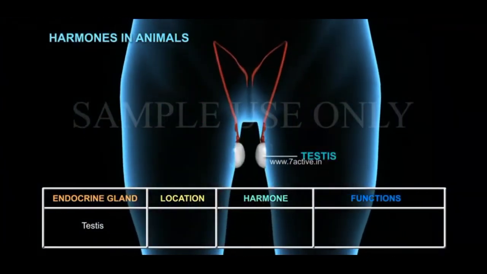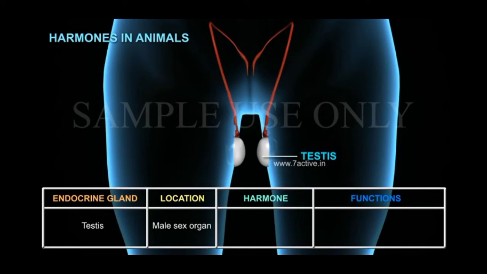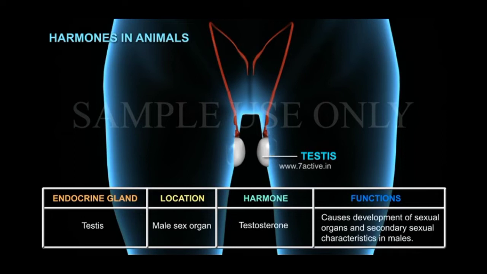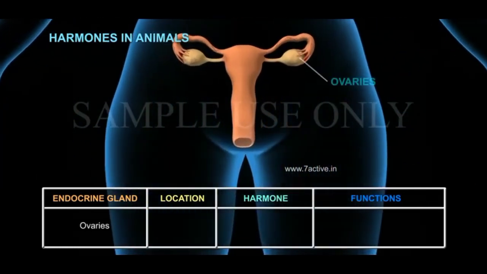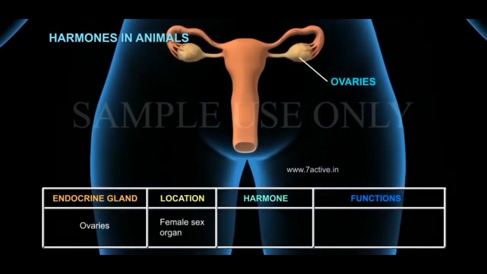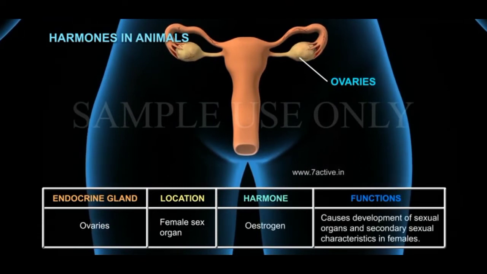Testis. Location: male sex organ. Hormone: testosterone. Functions: causes development of sexual organs and secondary sexual characteristics in males. Ovaries. Location: female sex organ. Hormone: estrogen. Functions: causes development of sexual organs and secondary sexual characteristics in females.